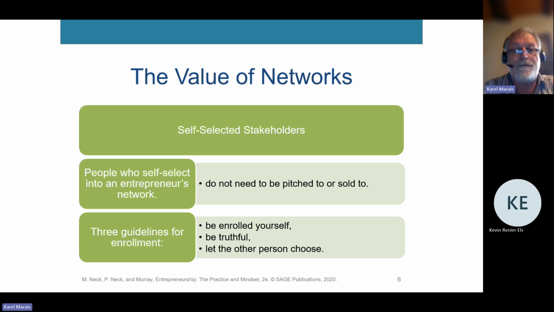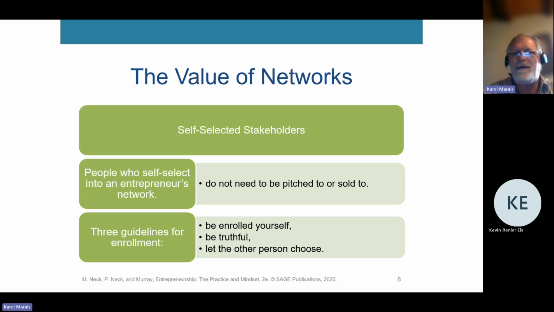Something else that you need to be aware of is self-selected people. Self-selected stakeholders are people that decide they want to get involved in your organization, right? They want to get into your network. And those people are normally great people to have. They say to you, look, hey, I want to speak to you. I'm interested in the business that you're doing. And you can get all types of things from them.